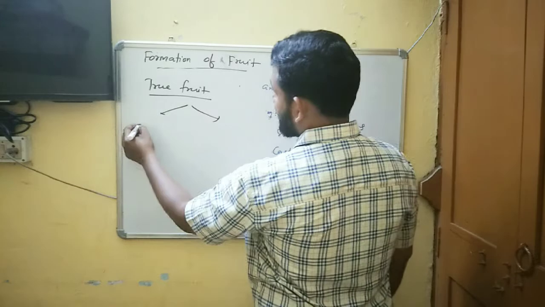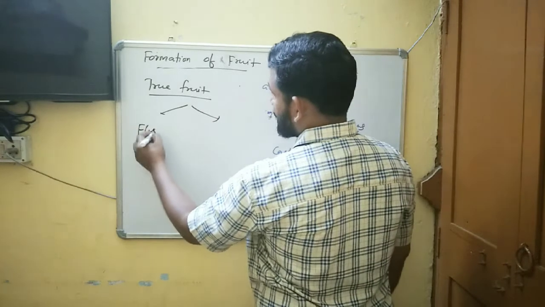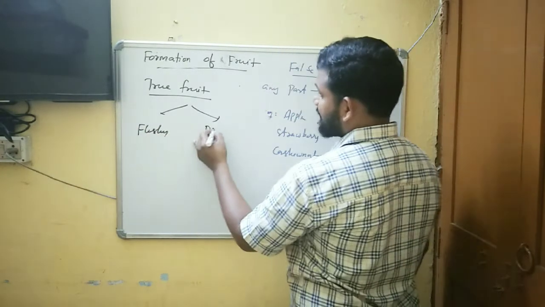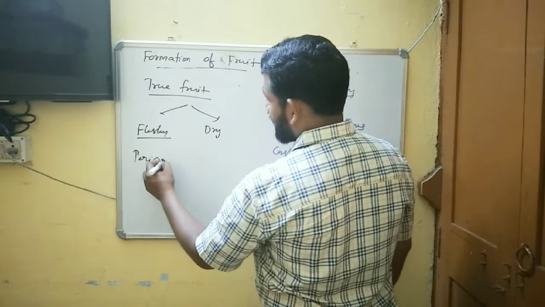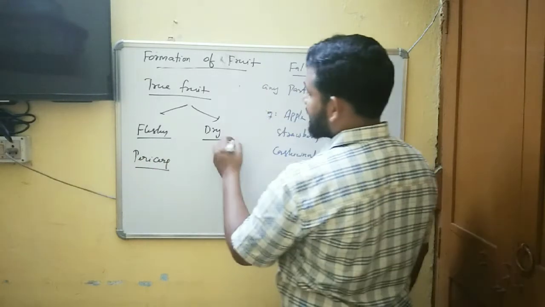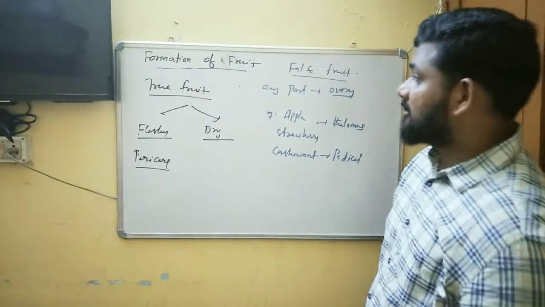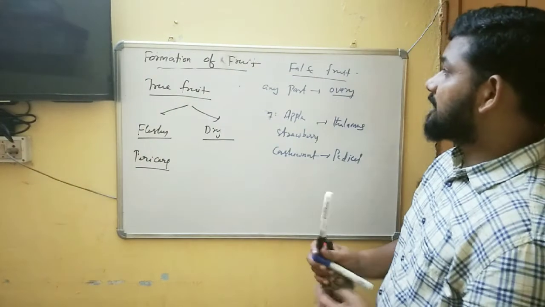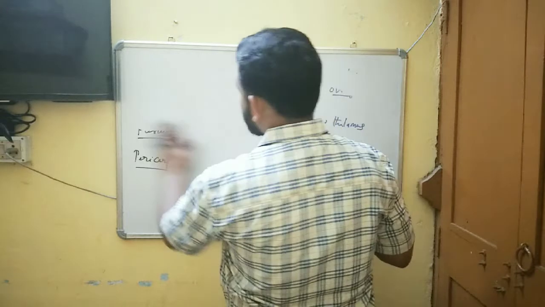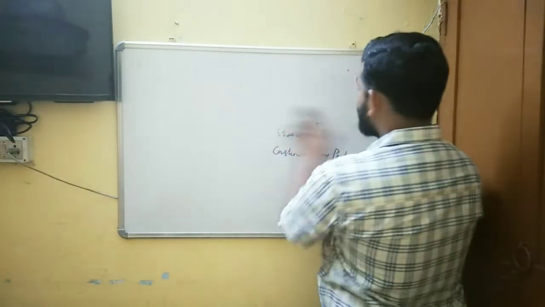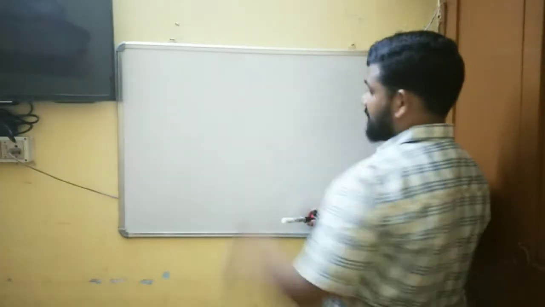And true fruits are of two kinds: some are fleshy fruits and some are dry fruits. In fleshy fruits, the pericarp, the fruit wall, remains fleshy, and in dry fruits, the pericarp remains dry. So these are the different types of fruits, and these are the four post-fertilization events that take place in angiosperms or flowering plants.